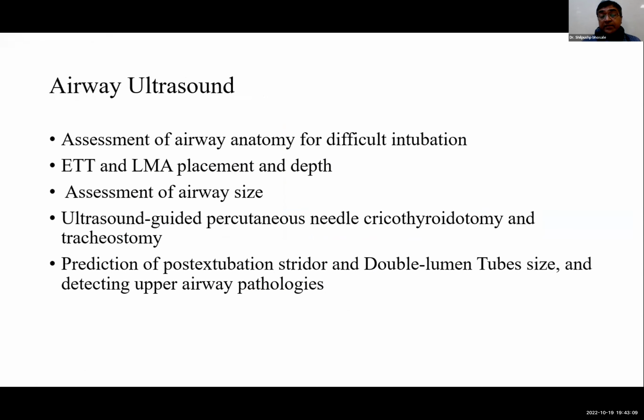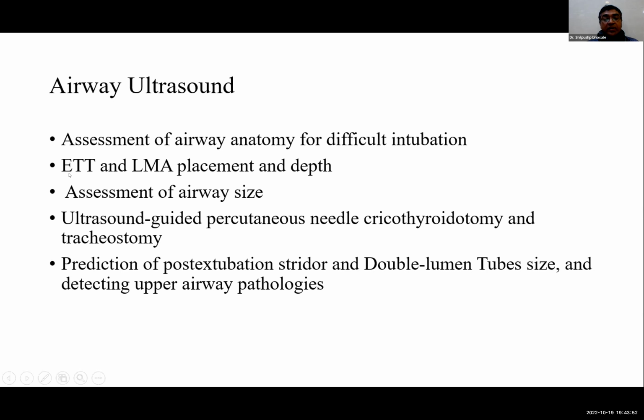Okay, so I will briefly touch base on the various applications of ultrasound in routine clinical practice. And like I said, the evidence is emerging, so there may be some aspects which are not very strong in terms of evidence. And as the evidence comes out, we will know whether those signs or features are consistent in diagnosing or treatment. So airway ultrasound has been used for airway assessment for difficult intubations. Again, not very strongly, but there is a trend towards trying to predict a difficult airway with ultrasound.